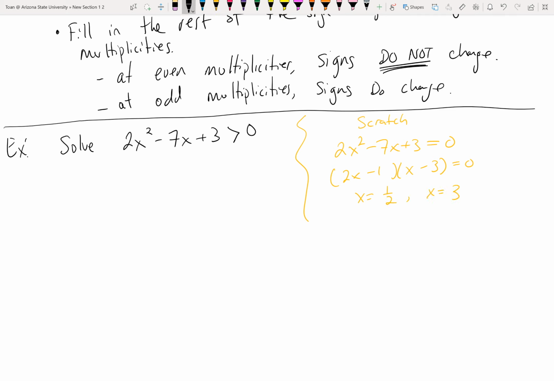Once you have the x-intercepts, it's time to build the sign diagram. What you want to do is plot your x-intercepts relatively correctly on the number line. You don't have to draw tick marks, but make sure they're in relative position to each other.